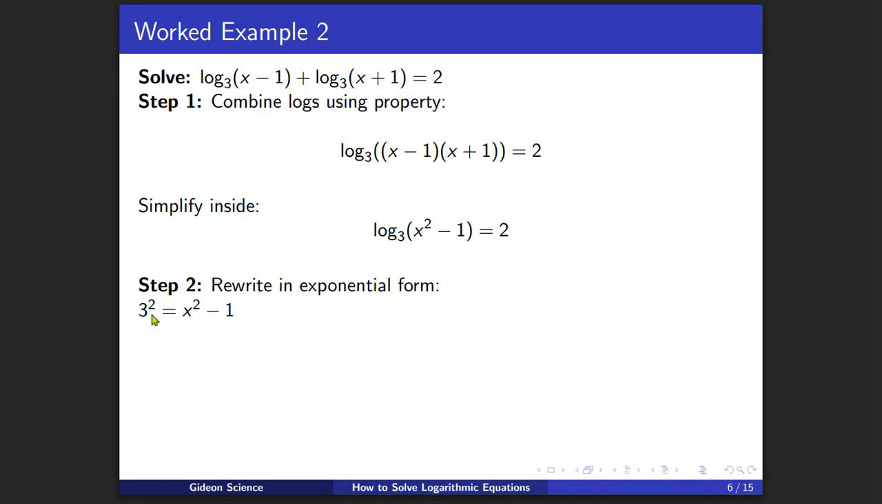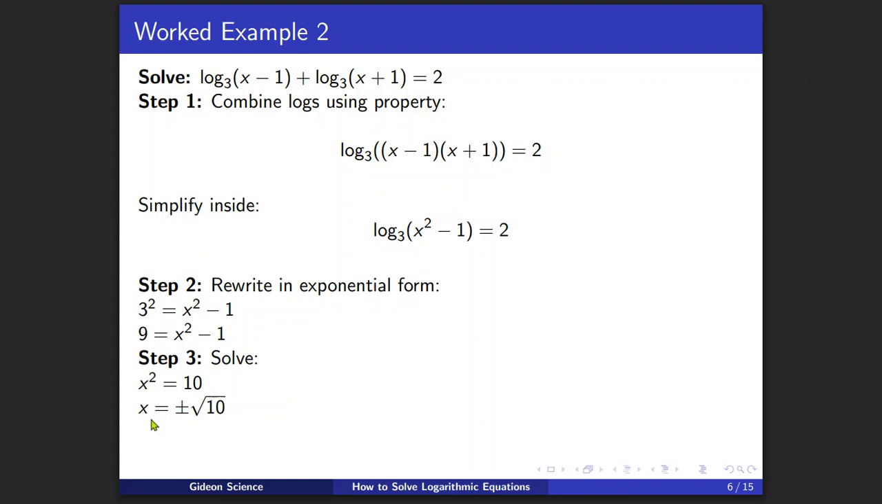So that would be 3 squared equals x squared minus 1. You know why? This is because it was in base 3. So that is why we have 3 squared equals x squared minus 1. So you keep simplifying. We have 9 equals x squared minus 1. So you solve. When you solve this, you transfer this to the other side. You will have x squared equals 10.